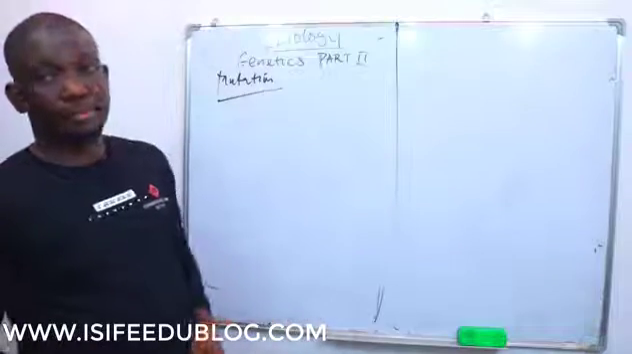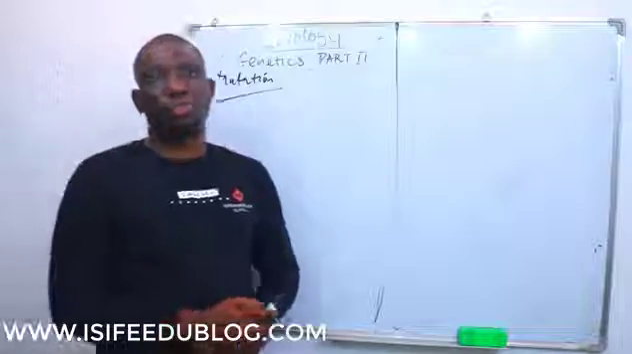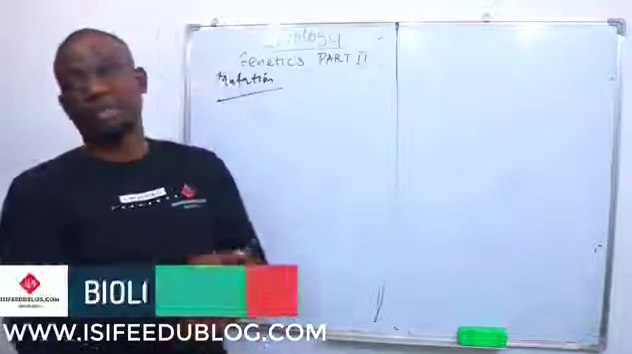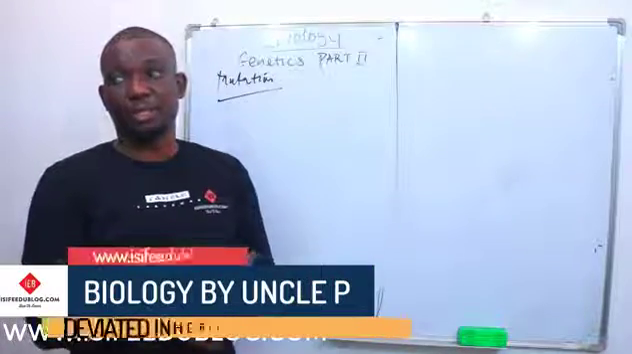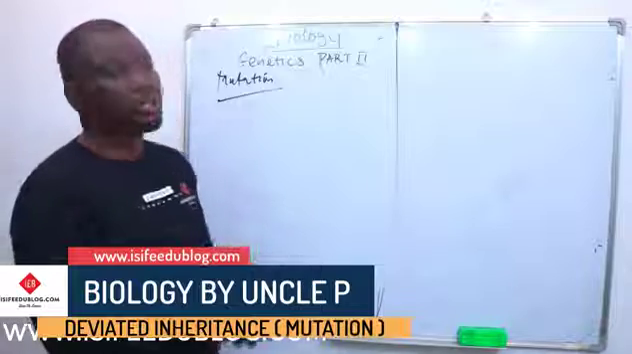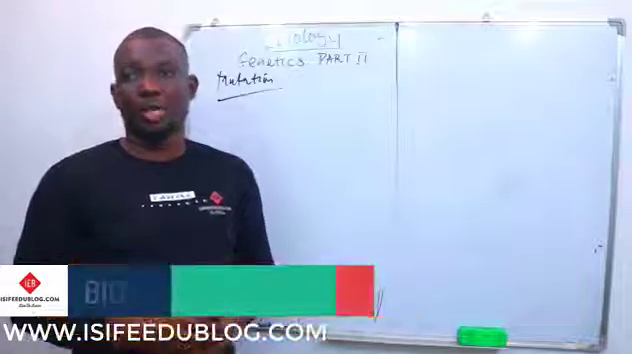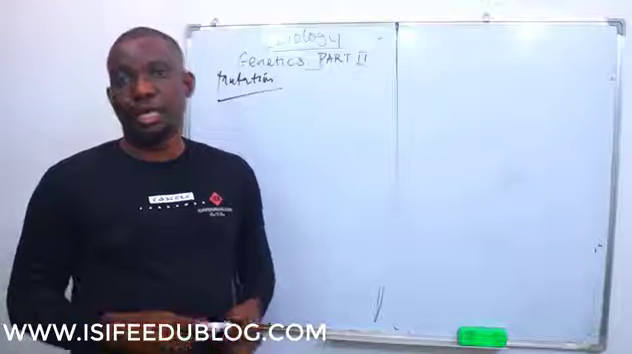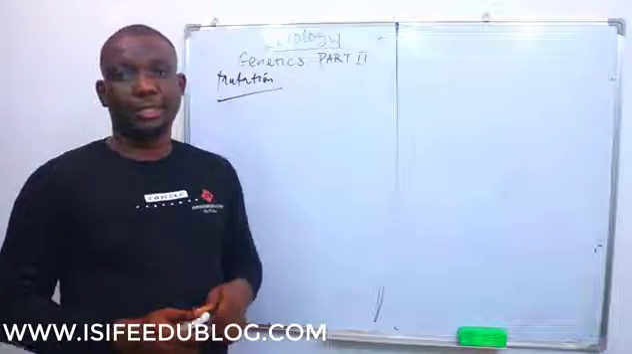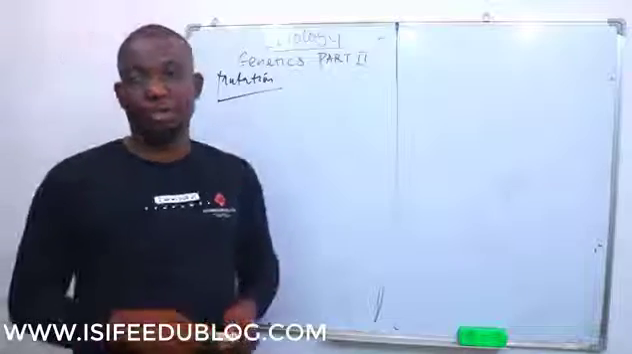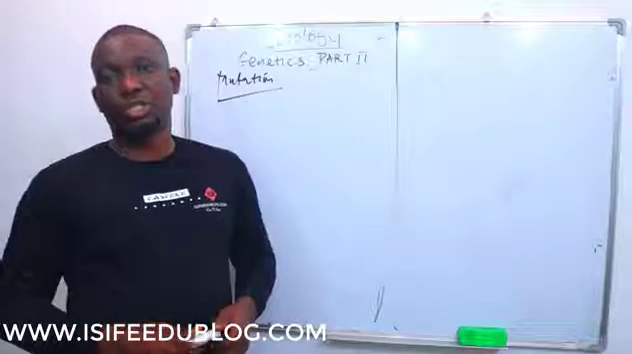Okay, still on genetics part 2. Just like we described some of the inheritance that deviated from Mendel's principle, another one is mutation, but we need knowledge of the chemical structure of DNA and RNA to understand the concept of mutation. What is mutation?